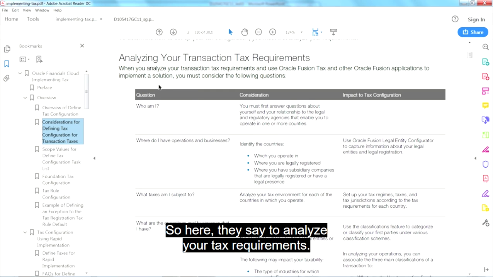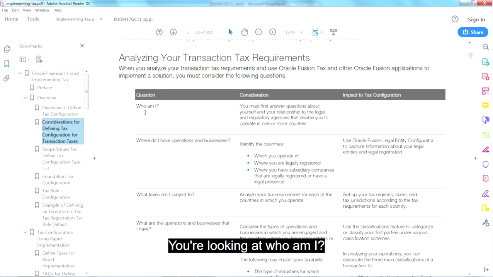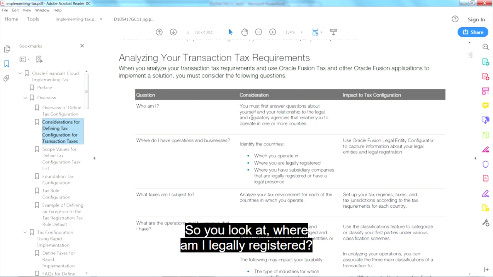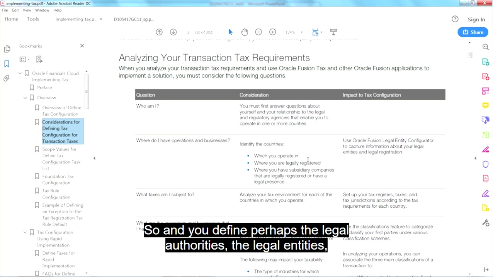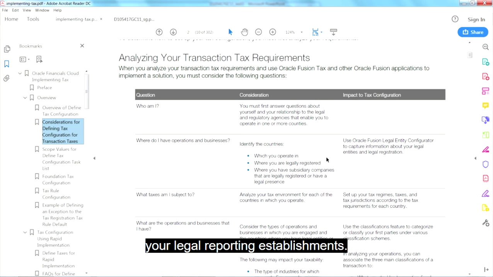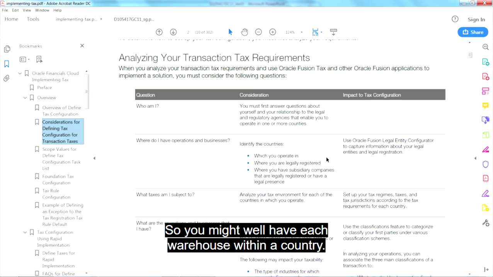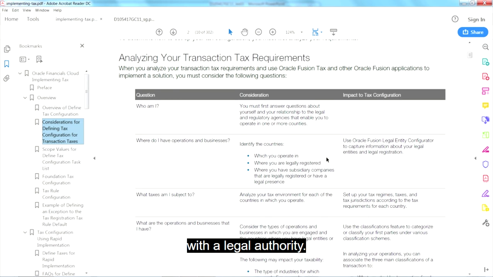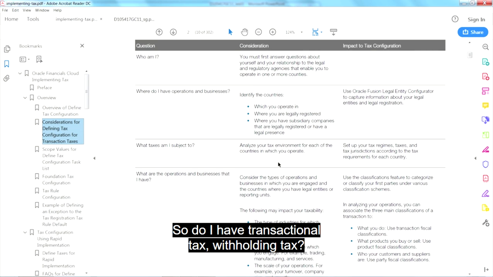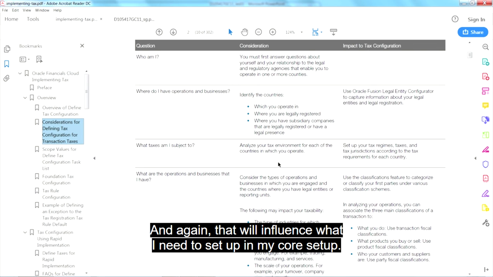So here they say to analyse your tax requirements, you're looking at who am I? So you look at where am I legally registered? Where do I operate? And you define perhaps the legal authorities, the legal entities, your legal reporting establishments. So you might well have each warehouse within a country, perhaps each of those warehouses has their own registration with a legal authority. What taxes am I subject to? So do I have transactional tax, withholding tax? Do I have some of the new environmental taxes? And again, that will influence what I need to set up in my core setup.